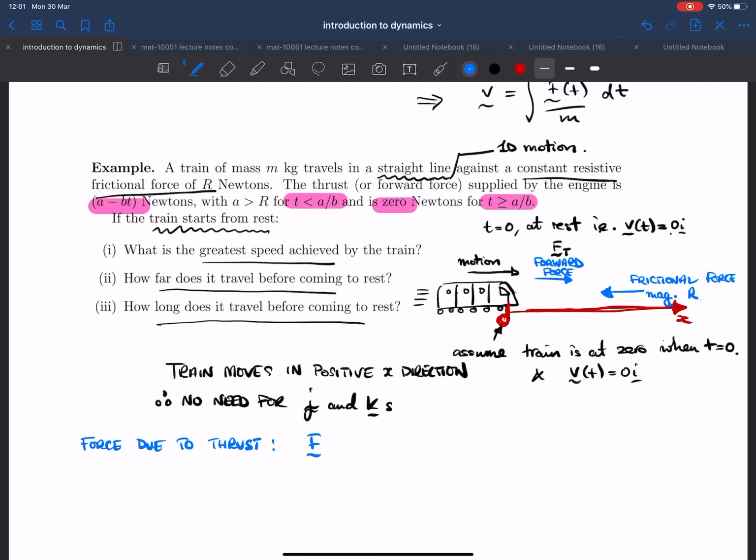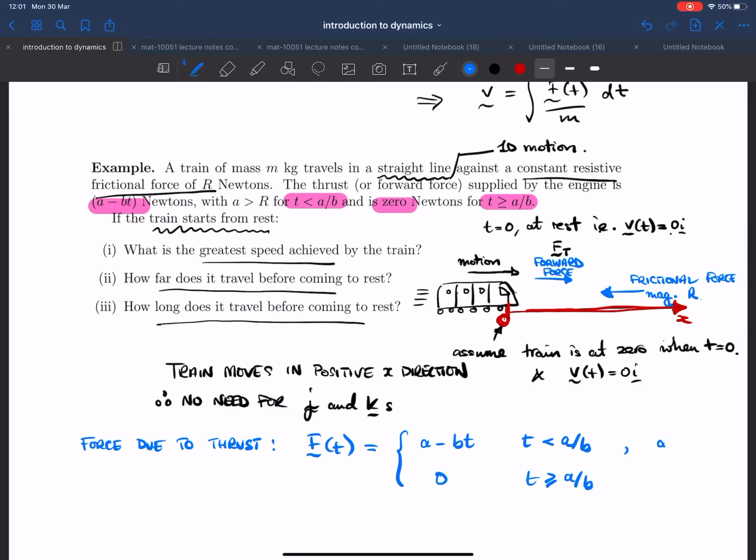Well, this is F(t), and it's defined in 2 parts so that it gives us a continuous piecewise function. Initially, in the first chunk of time, it's defined by this expression a minus this linear function of time, for t less than a over b. Then for t greater than a over b, it is 0.